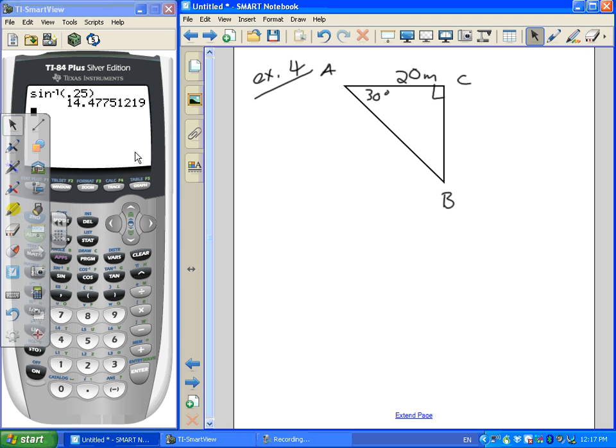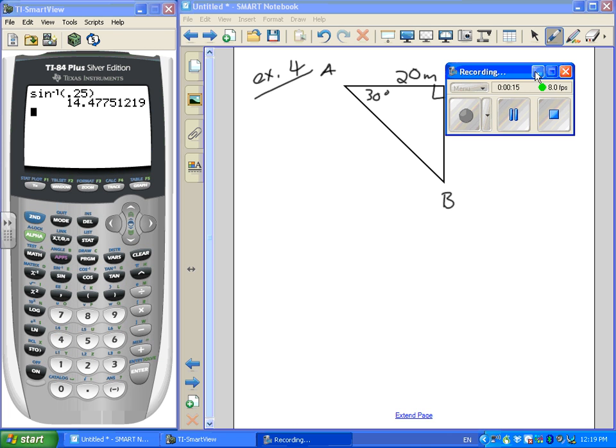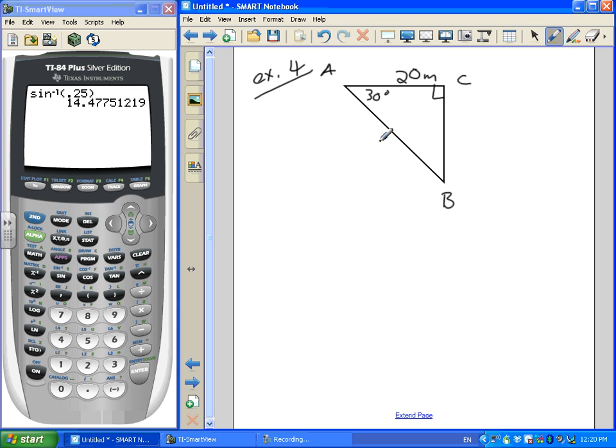We're going to do example number 4. First thing I'm going to try to solve is I need to figure out how long this hypotenuse is. So, I need to find the hypotenuse first. I'm going to call that my x.